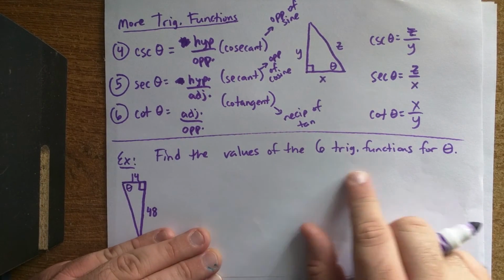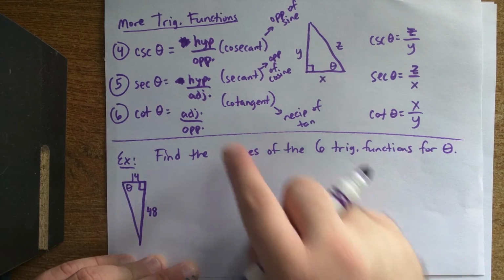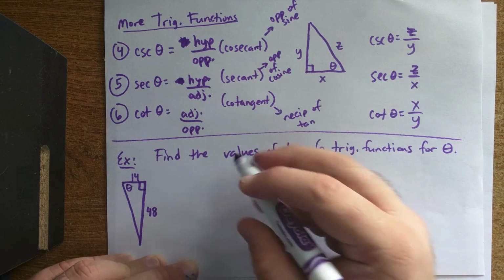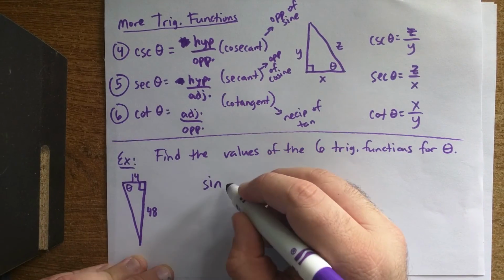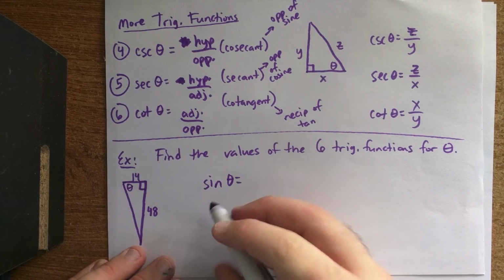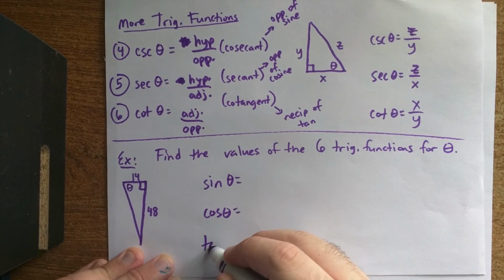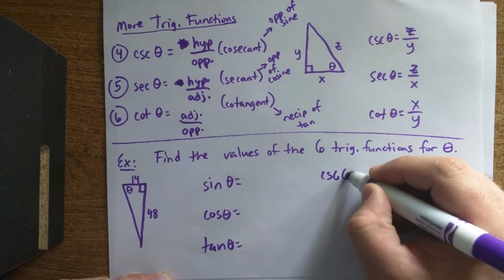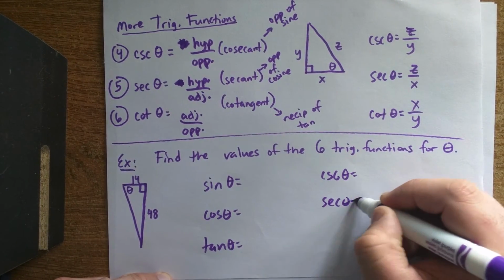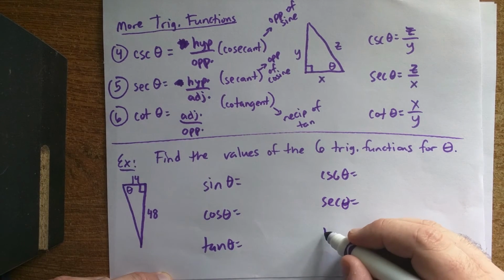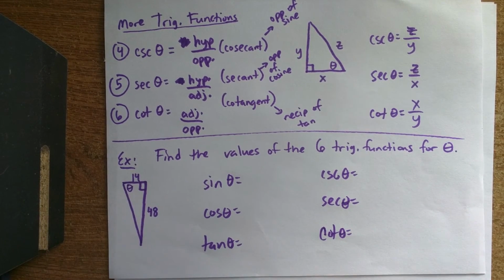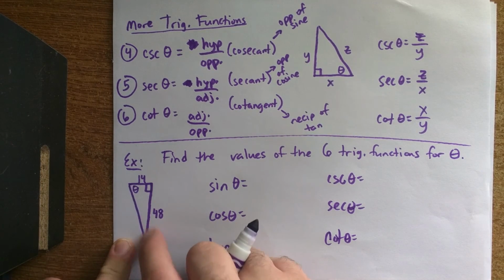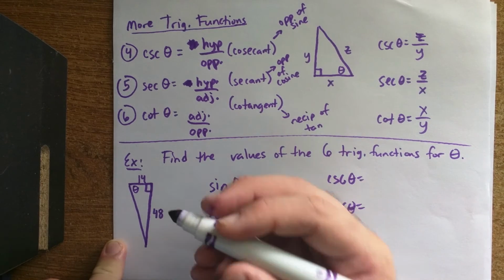Example, find the values of the 6 trigonometric functions for theta. So now we're going to do all 6. We're going to do sine, cosine, tangent, cosecant, secant, and cotangent. Watch how easy this is. So sine of theta, cosine theta, tangent theta. And then I'm going to go in this order here. So cosecant theta, secant theta, and cotangent theta. One thing that we were missing in this problem, though, is we have two of the sides, but we don't have the third one. We're going to have to do the Pythagorean theorem real quick.